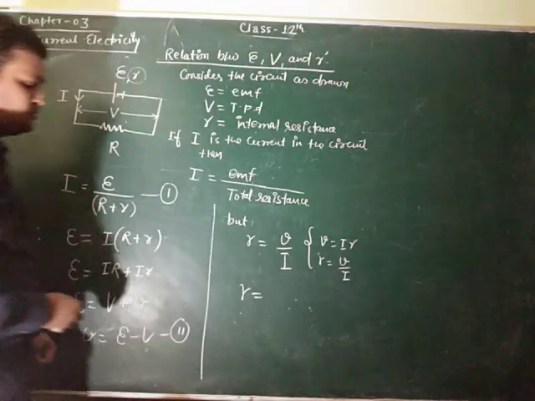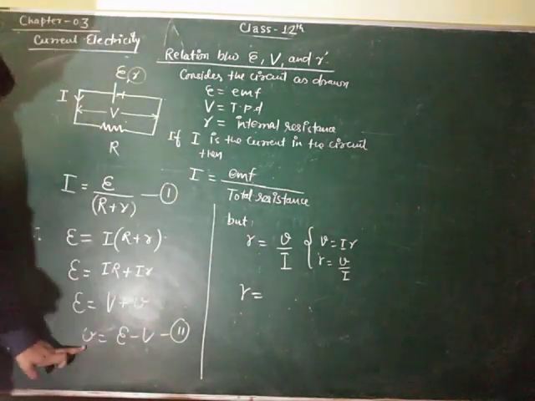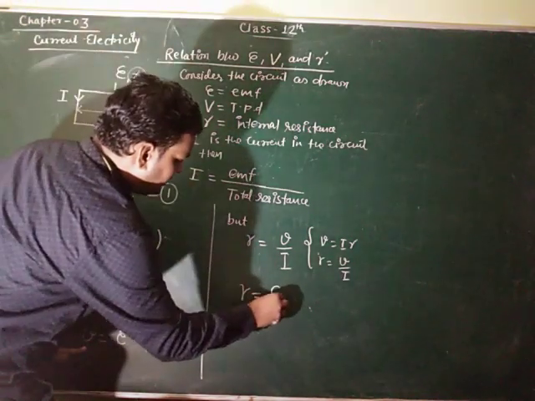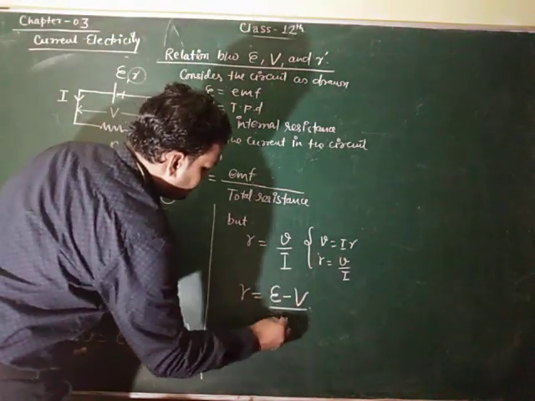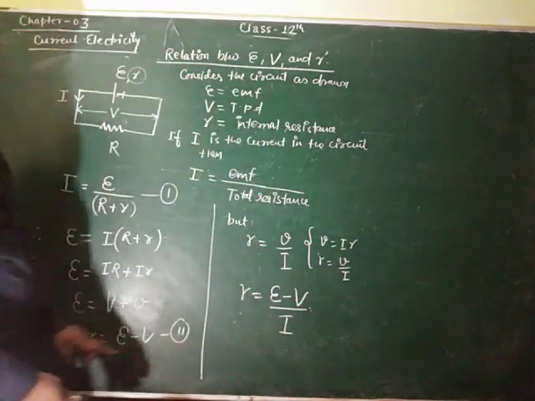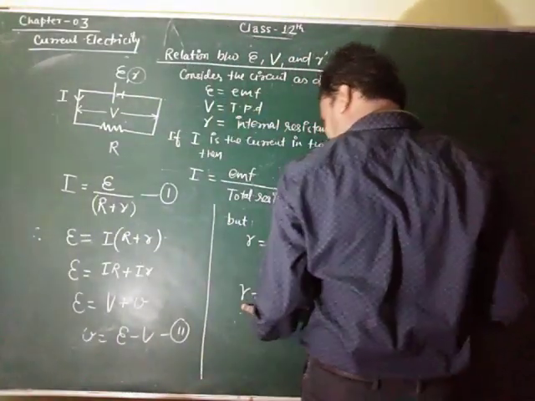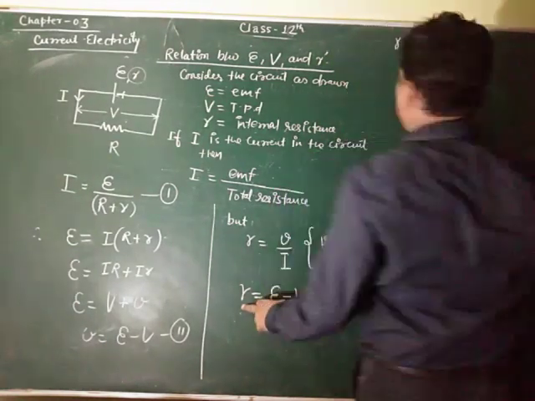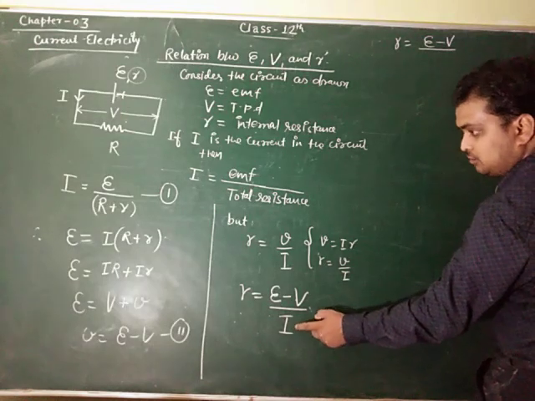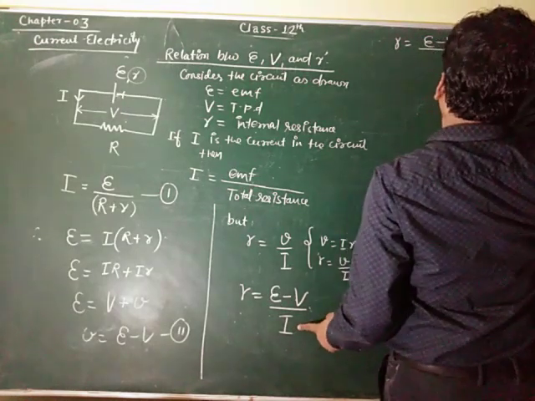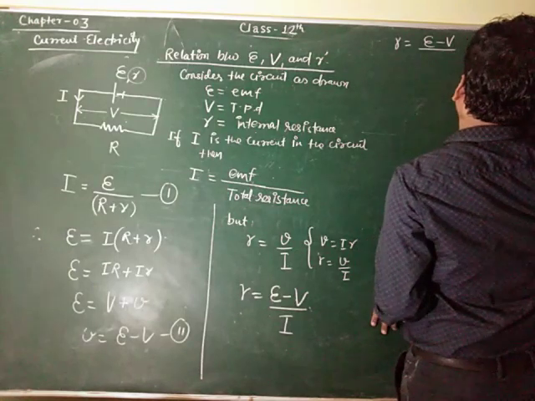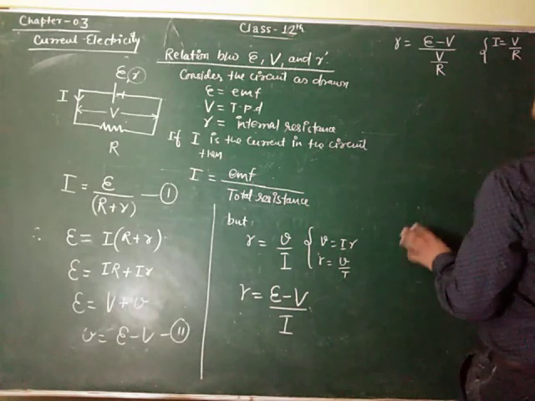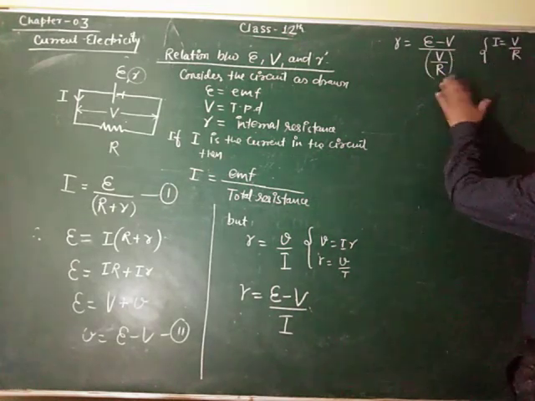So R is equal to, what is V? We can write from equation number 2: R is equal to EMF minus V divided by I. Okay. So here R is equal to EMF minus V, but now we have to put the value of I. So we are putting I is equal to capital V by R. Capital V upon R. Here we are keeping this value.